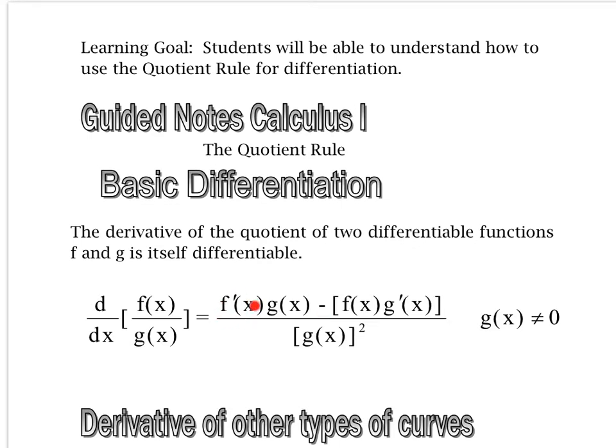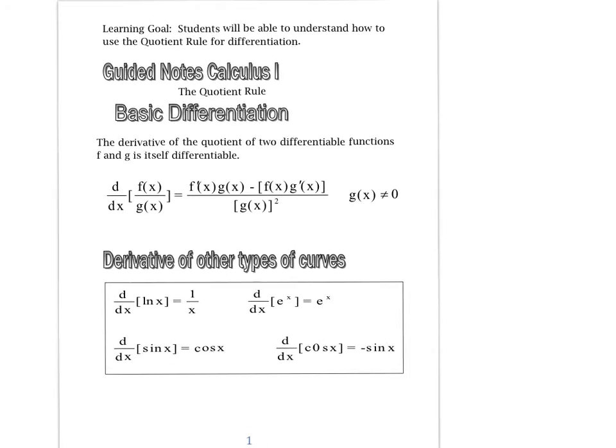So you take the derivative of the top times the bottom minus the top times the derivative of the bottom. Remember, you're going to subtract this whole thing, so a good idea to have these brackets here. And then that whole thing is over whatever the denominator was squared. So you just have to square that. So let's put it into some practice here. Let's go to the next page.